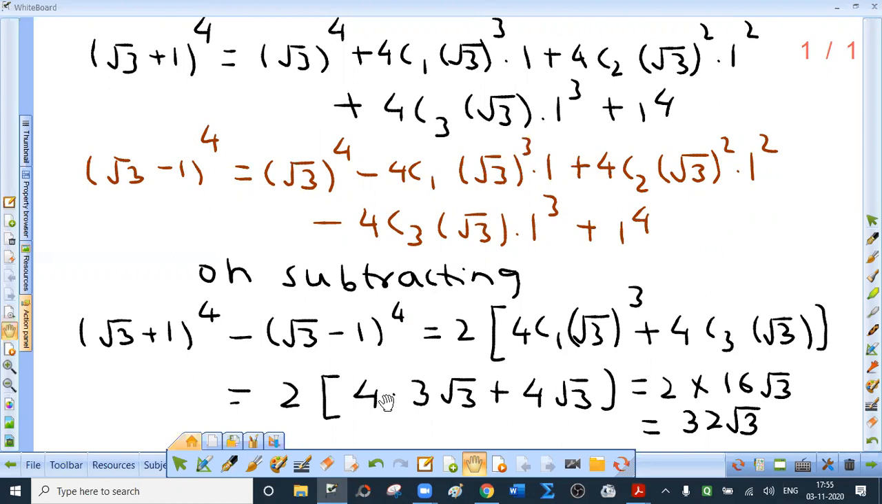What is 4C1? 4. What is root 3 cube? 3 root 3. 4C3? 4 root 3. So this is 2 into what? 12 plus 4, 16 root 3. So 32 root 3 is the final answer.